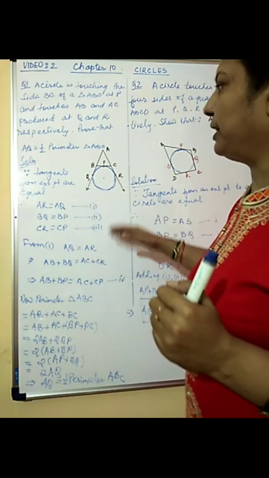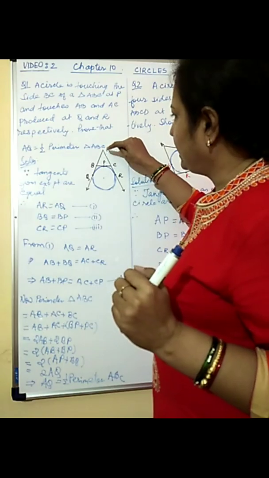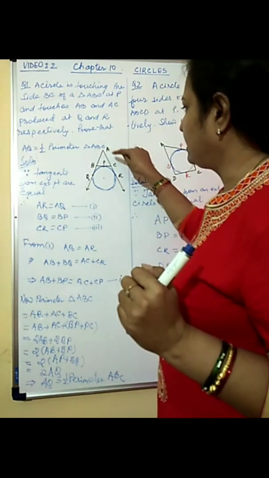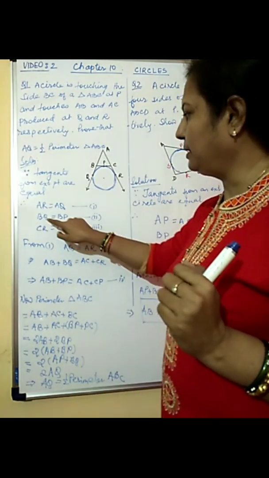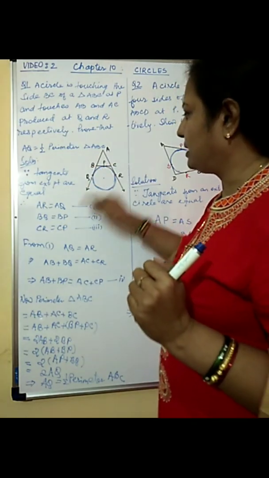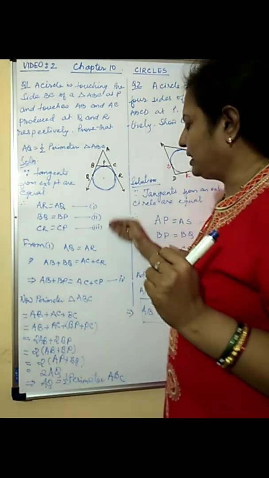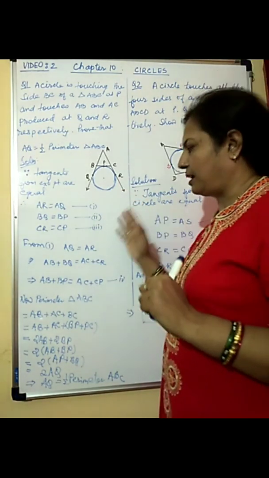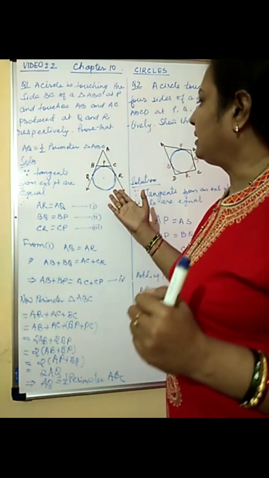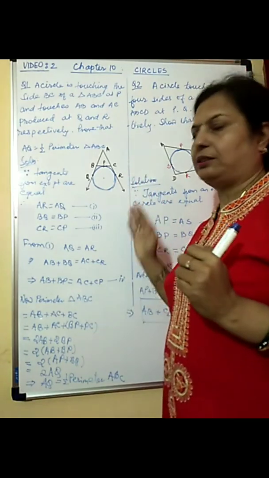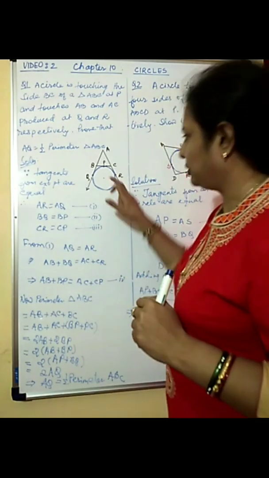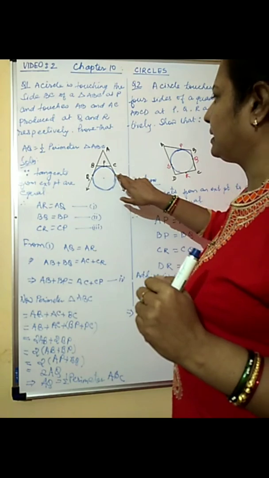So let us write them down first. The first thing we get is AR is equal to AQ. Then we have BQ is equal to BP, and then we have CR is equal to CP. So these are the three pairs of tangents which are equal, and they are drawn from the exterior points to one given circle, because you can see there are 3 points of contact, Q, R and P.